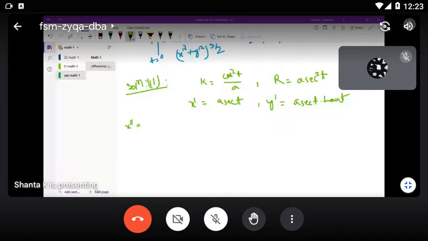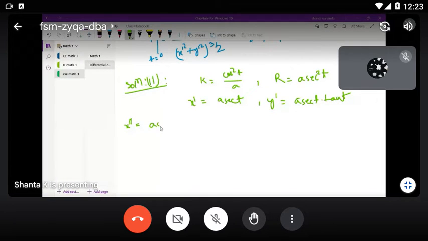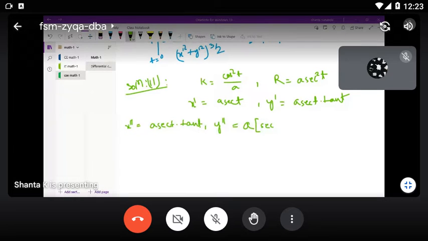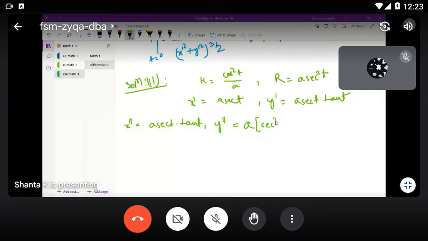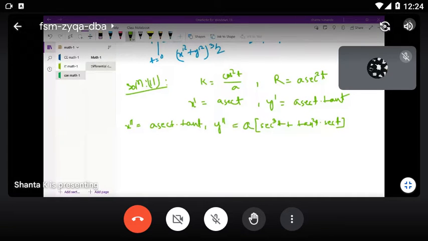How much is the double derivative? Same, ma'am. A sec t tan t. And for y? A into a sec t into tan square t plus a sec cube t, plus sec cube t plus tan square t sec t, plus tan t into sec square t, tan square t, tan t into sec t. Yes, ma'am. Okay, up to this everything is right.